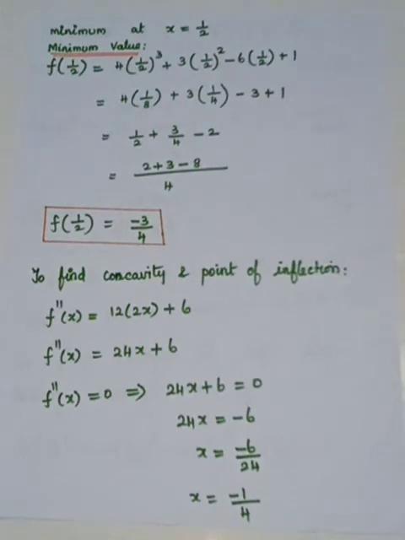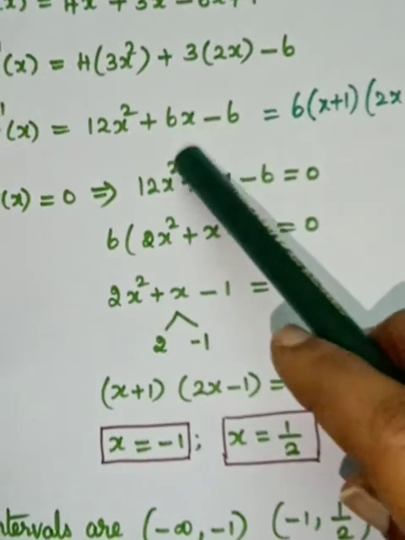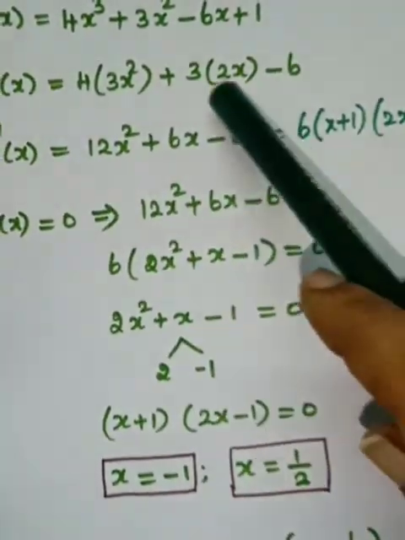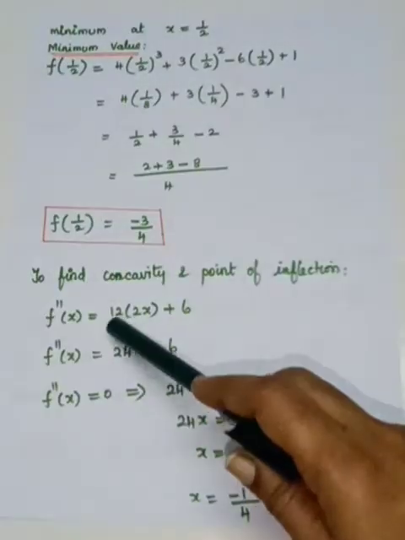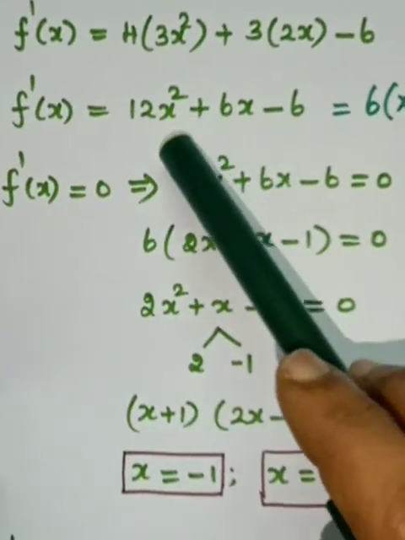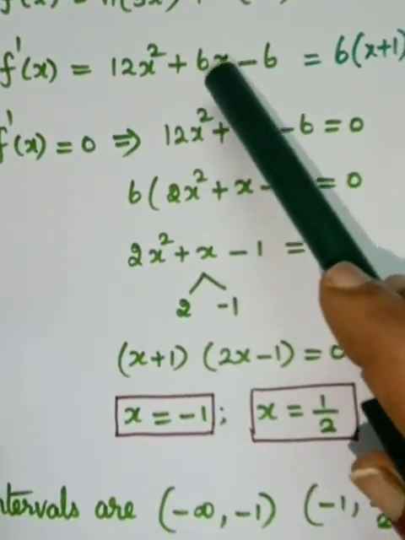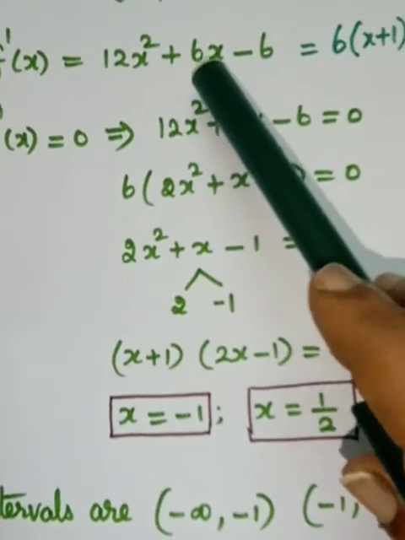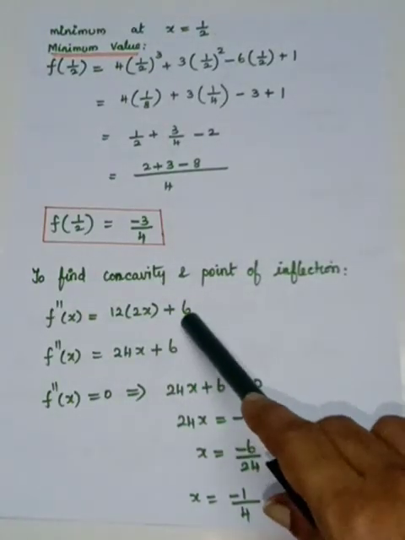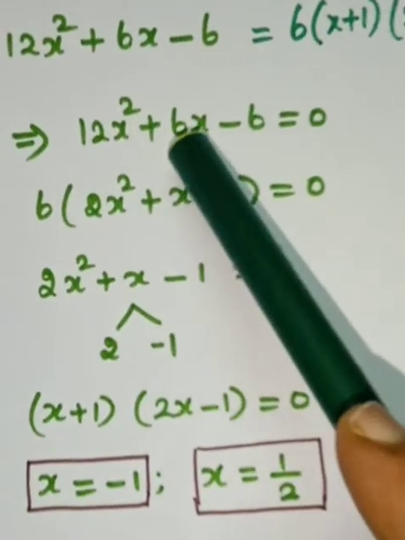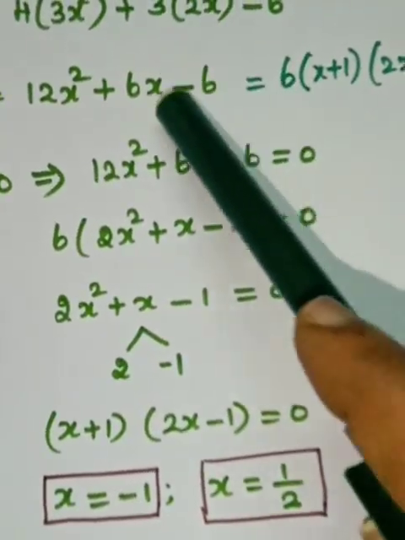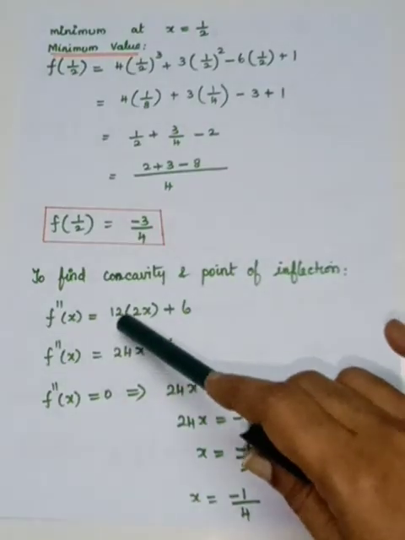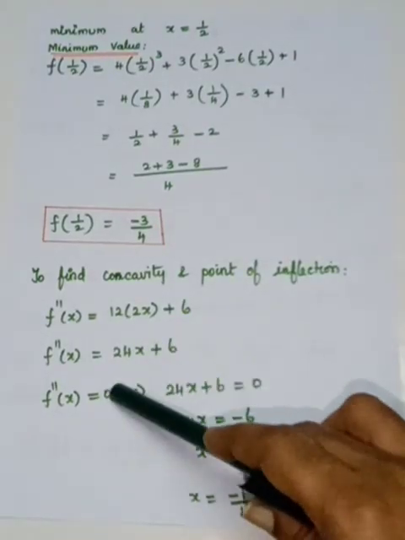Already we have found the first derivative in this curve. So the first derivative f dash of x, what is it? It is 12x squared plus 6x minus 6. So this has to be differentiated. So 12 is a constant, and if you differentiate x squared, it is 2x. 6x, you have to differentiate, 6 is a constant, and if you differentiate x with respect to x it is 1, and minus 6 is a constant whose differentiation is 0. So the answer is 24x plus 6, and you have to equate to 0.